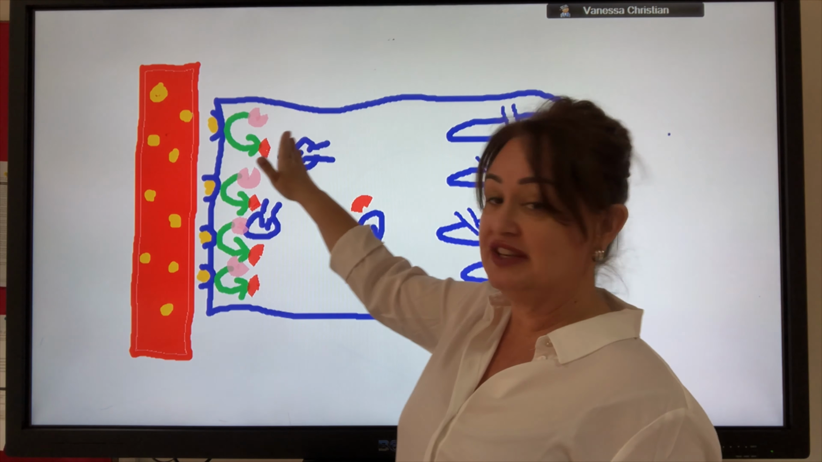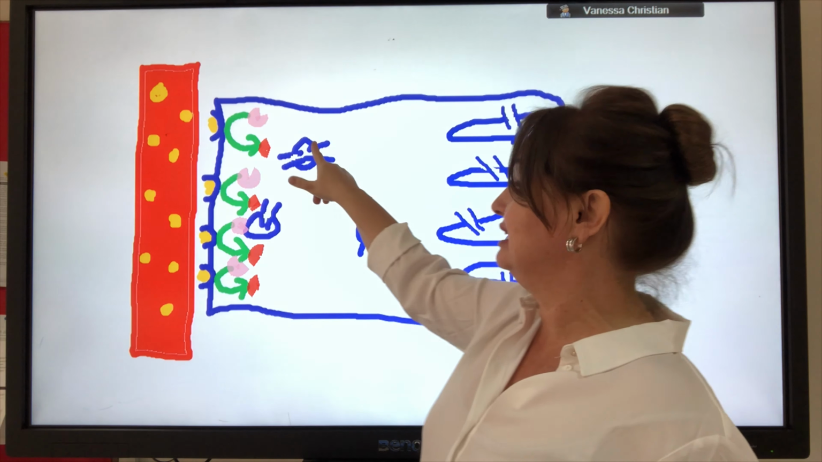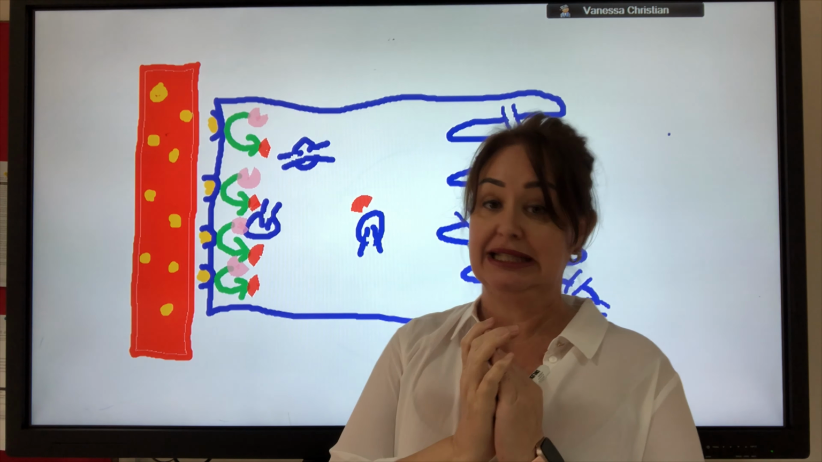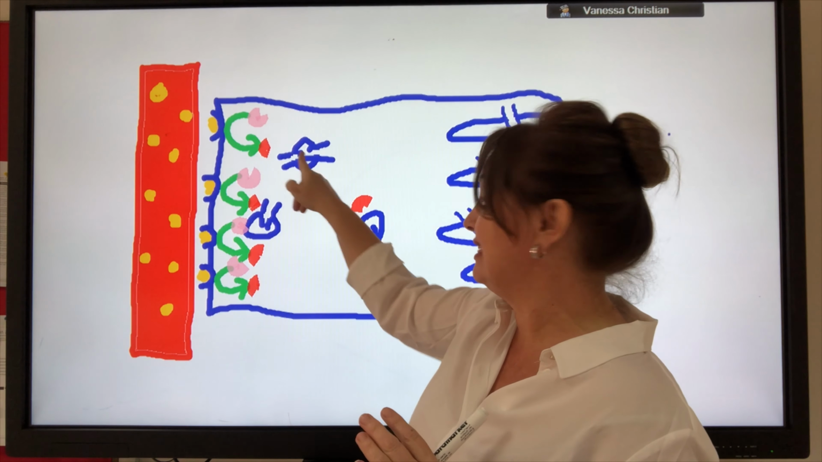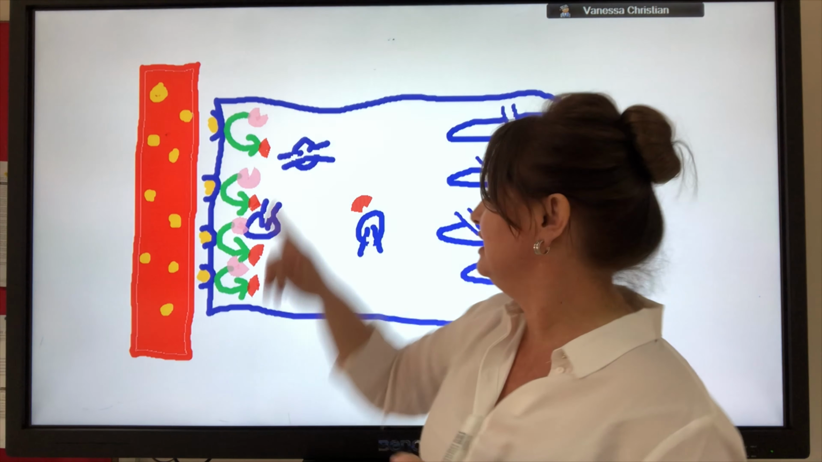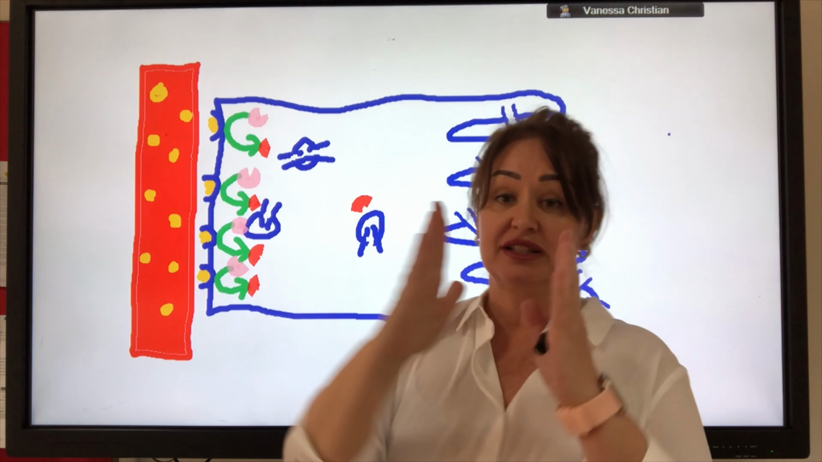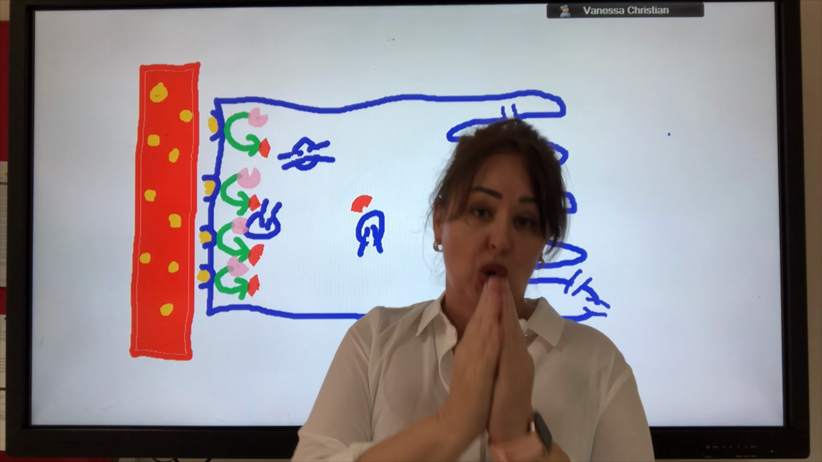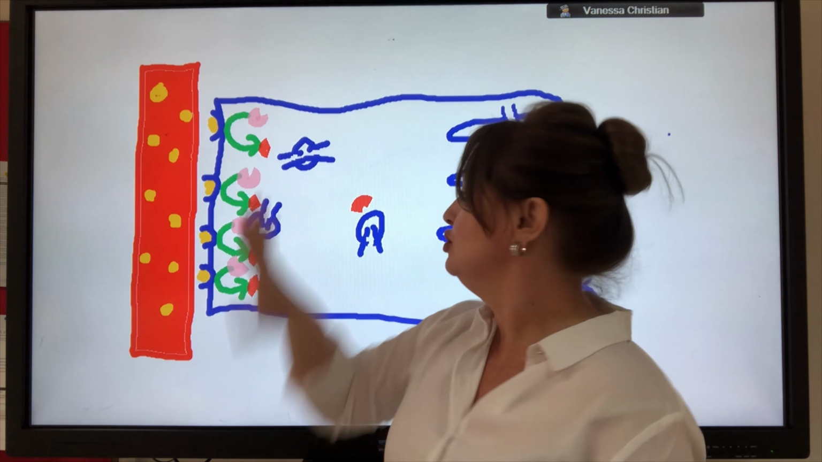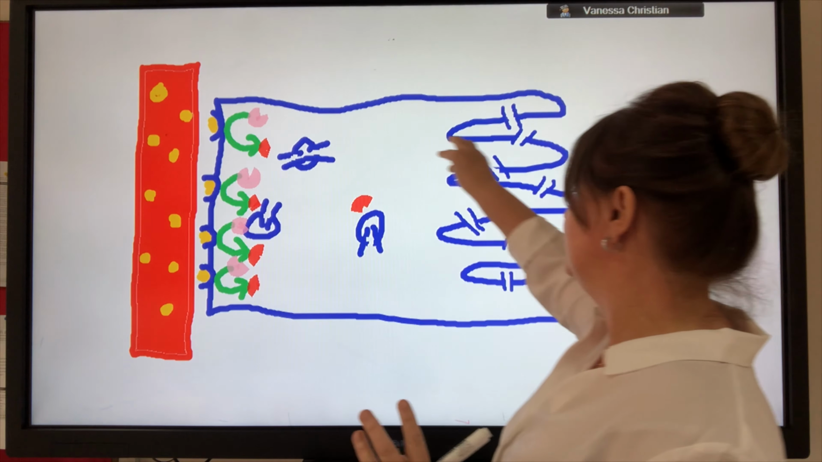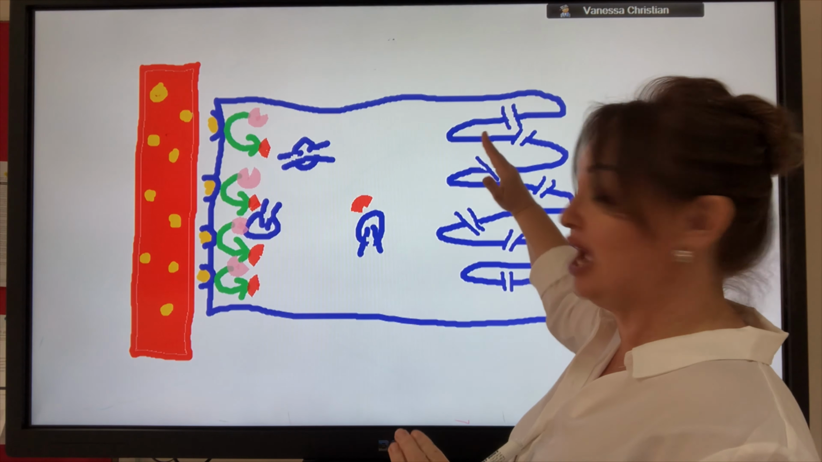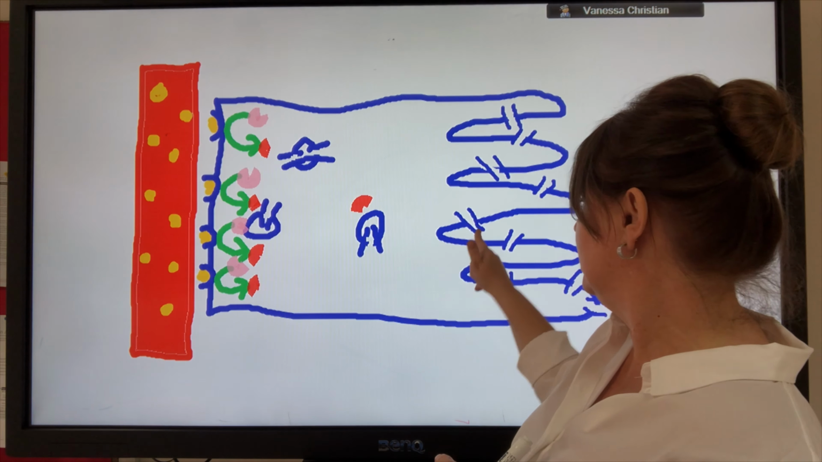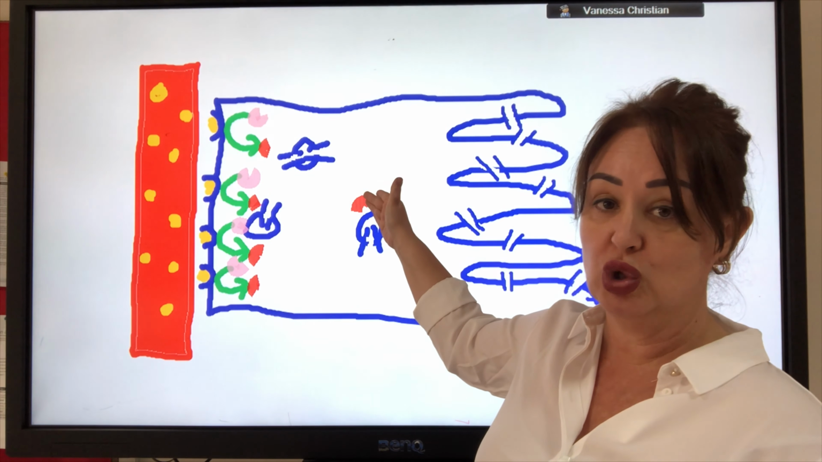So what do these vesicles do? Well, they contain special carrier proteins inside their own membrane. And these carrier proteins are proteins for water. They are water porins, aquaporins. So when these vesicles move and fuse, they put more channels in the membrane to absorb more water.